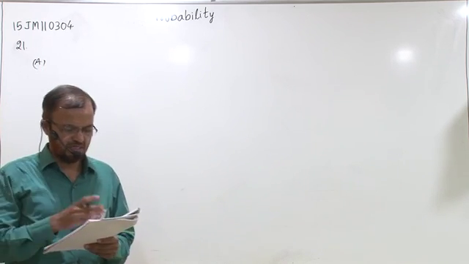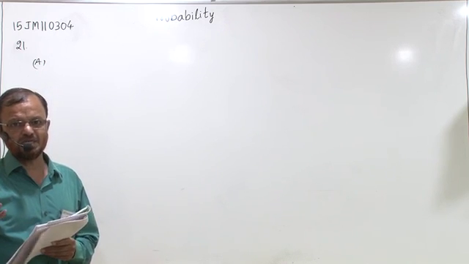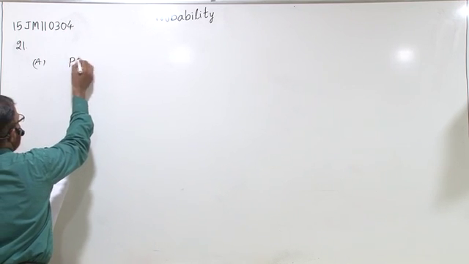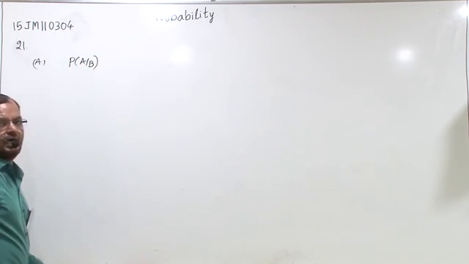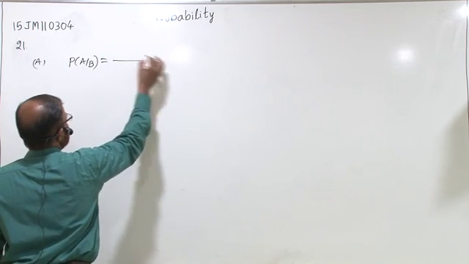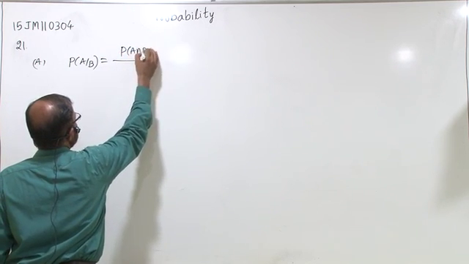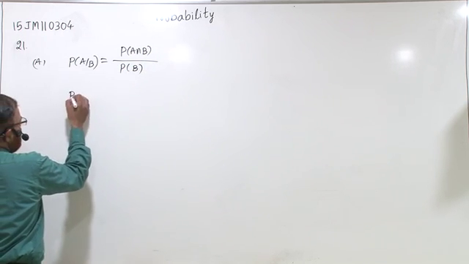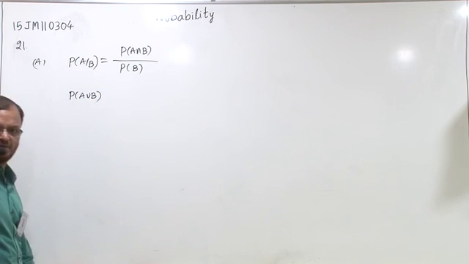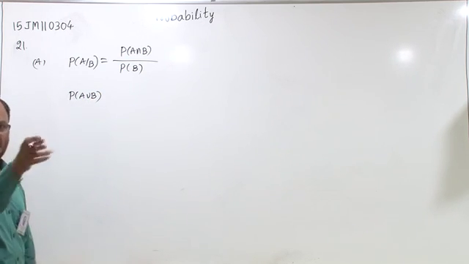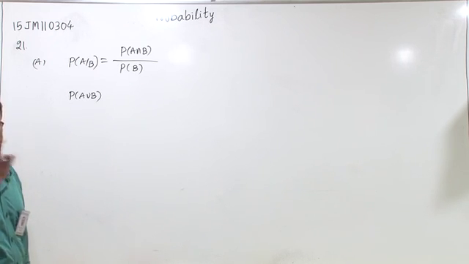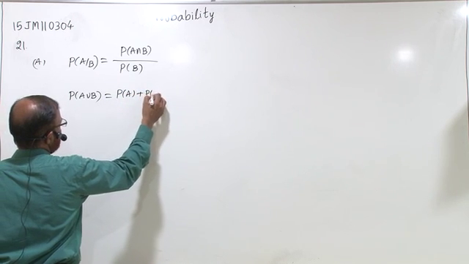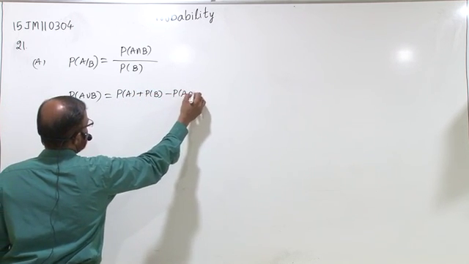According to the usual notation, here it is P of A slash B, that means the conditional probability of A when B has occurred. I want to write here it is probability of A slash B. According to the definition, here it is probability of A intersection B and probability of B. Then we know probability of A union B, according to the addition theorem, I can write as probability of A plus probability of B minus probability of A intersection B.